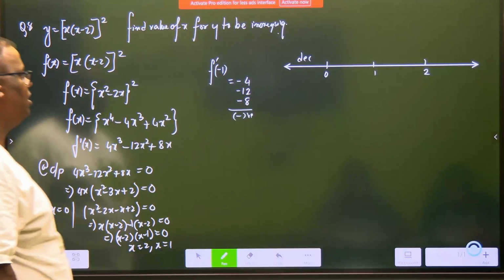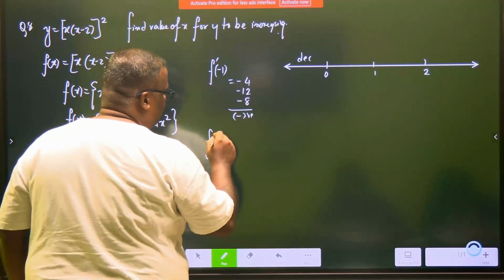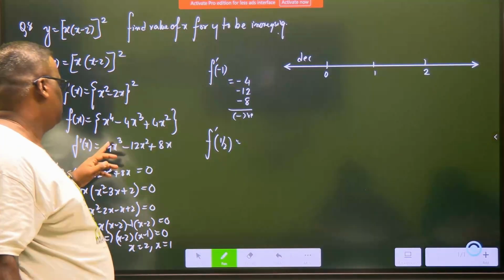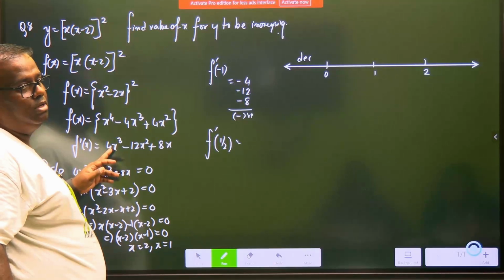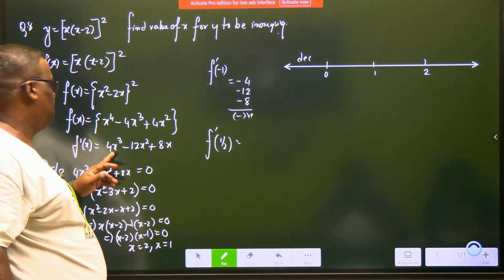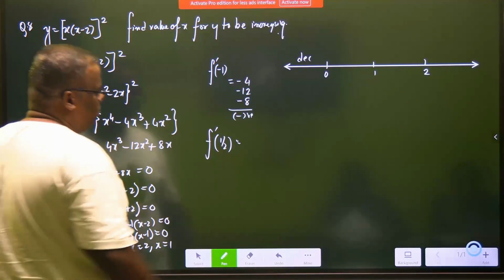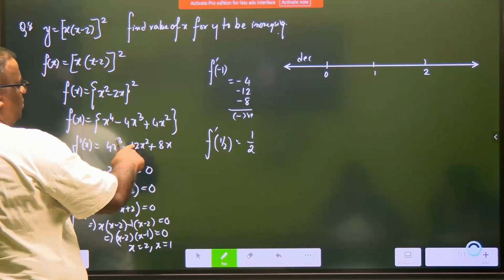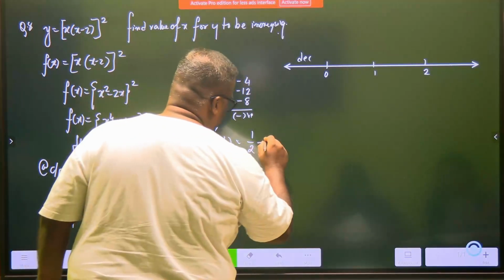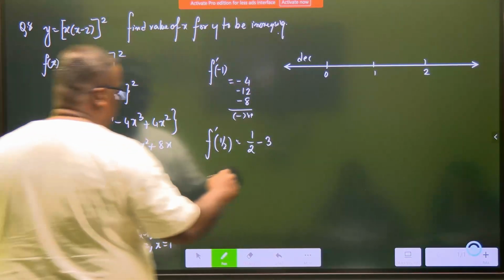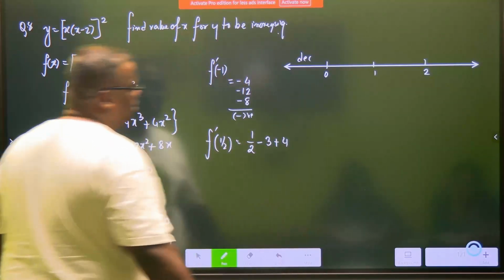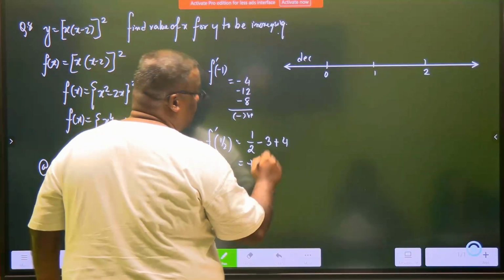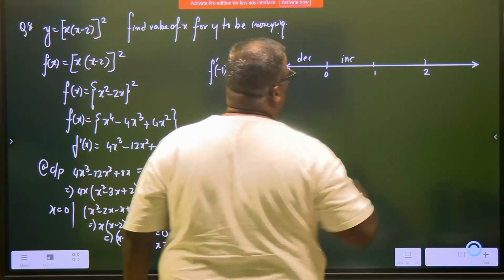Okay. Let's take f dash half. So if you take f dash half, half cube is 1 by 8. 1 by 8 multiplied by 4 becomes half. Then 1 by 4 and 12, so this becomes minus 3. And 8 times half means 4. So 4 minus 3 is 1, 1 plus half. So this is positive. So here the function is increasing.